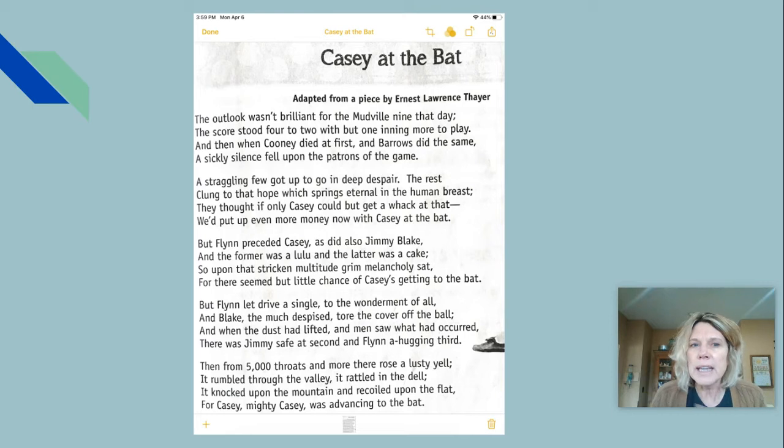They thought if only Casey could get a whack at that. That's 4, sorry. We'd put up even more money now with Casey at the bat. There's 4. But Flynn preceded Casey, as did also Jimmy Blake. There's 4. The former was a Lulu and the latter was a cake. There's 4. So upon the stricken multitude, grim melancholy sat. There's 4. And there seemed to be but little chance of Casey's getting to the bat.